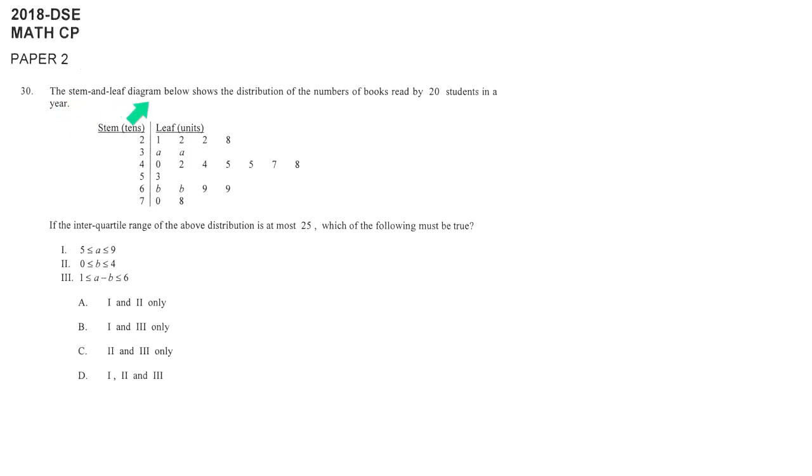about a stem and leaf diagram, and then we have some unknowns inside the stem and leaf diagram. After that, they give you some information. It's not an equation, but an inequality. So IQR is at most 25. At most means it can be exactly 25 or smaller than 25. And then we have to find out which of the statements is true.